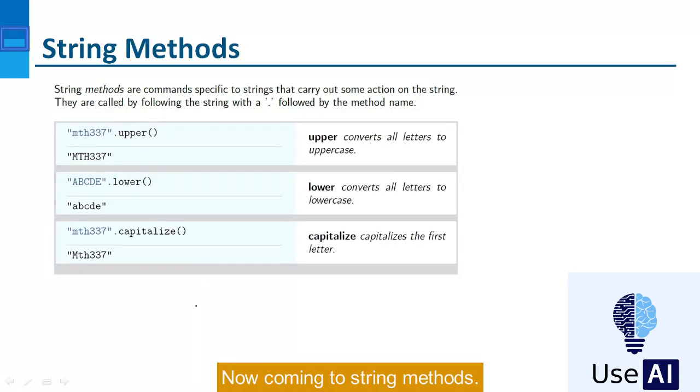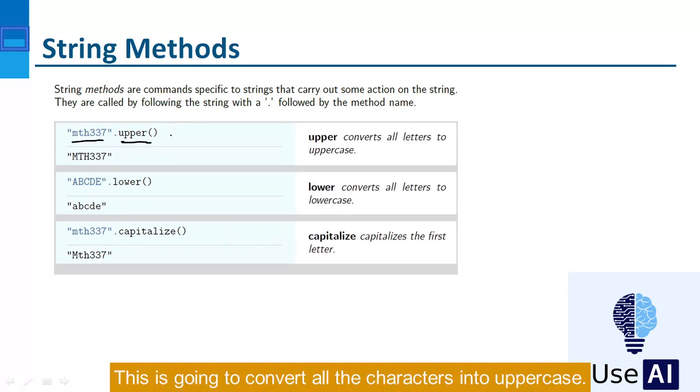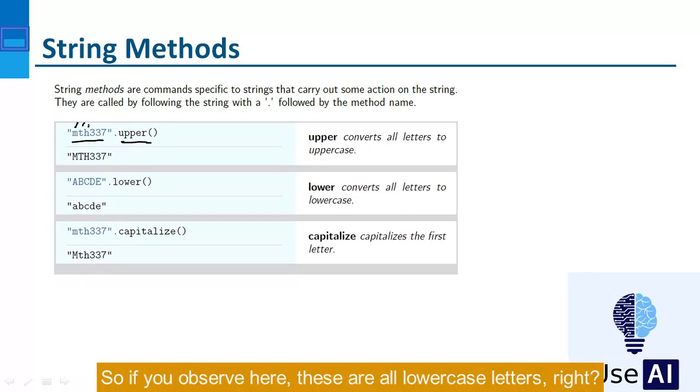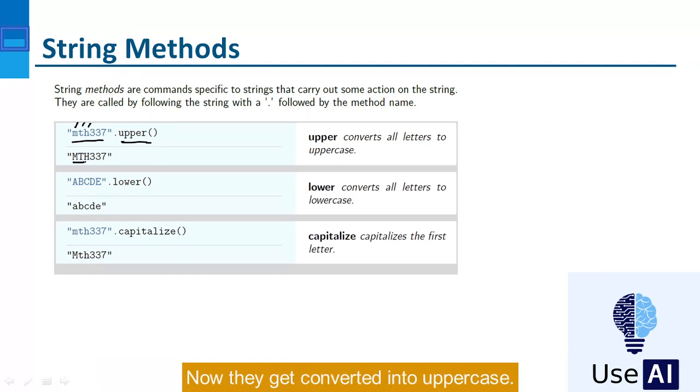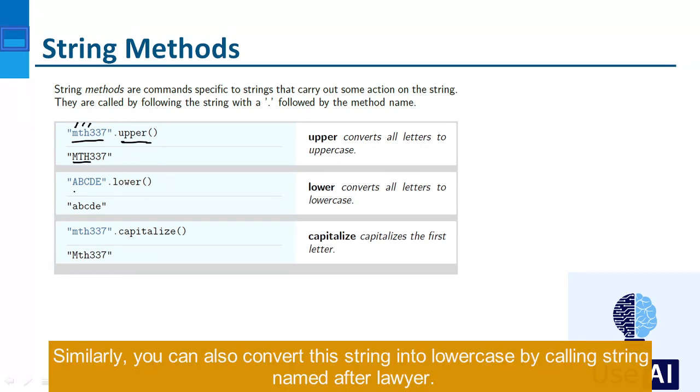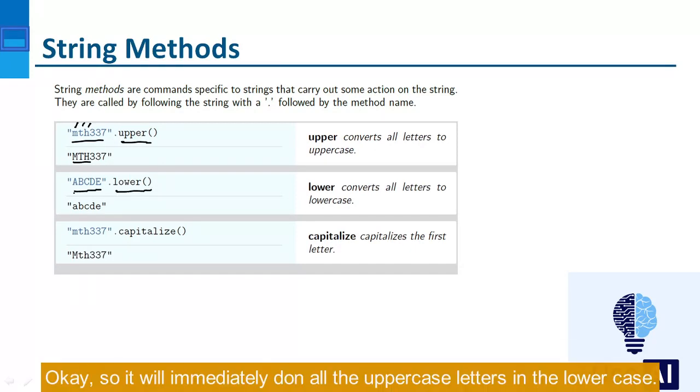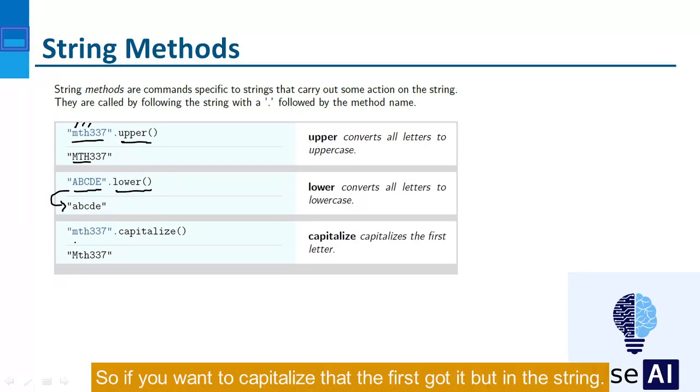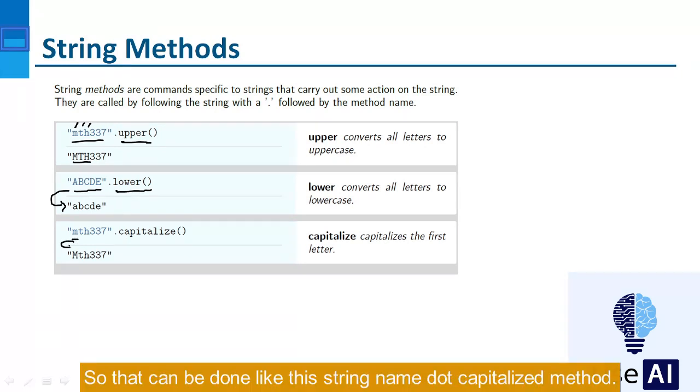Now coming to string methods, you can see the string dot upper method. This is going to convert all the characters into uppercase. If you observe here, these are all lowercase letters, right? Now they get converted into uppercase. Similarly, you can also convert this string into lowercase by calling string name dot lower. So it will immediately turn all the uppercase letters into lowercase. If you want to capitalize the first character in the string, that can be done like this: string name dot capitalize method.